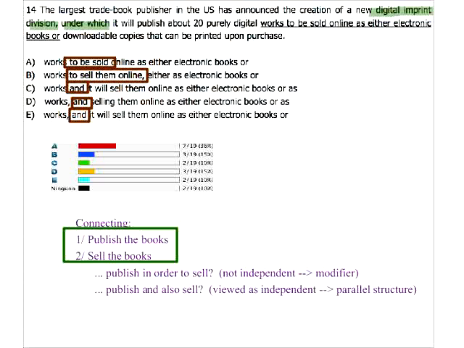I'm having a little bit of trouble typing here, so bear with me. A digital imprint division would not do both. So, that's what lets us make the decision. The decision is that this company publishes them, and then they are things to be sold later by some other division of the company, most likely. So that means we don't want the ones that say "and." The ones that say "and" are not legit.